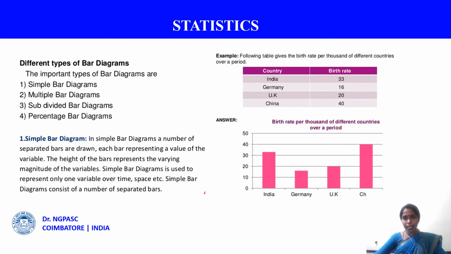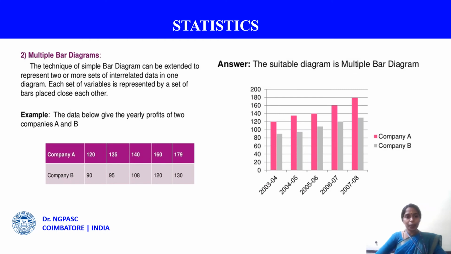So I am marking till 33. So likewise, simple bars are drawn. That is a simple bar diagram. Then multiple bar diagram, if you are going to compare more than one variable, we will be using this multiple bar diagram.